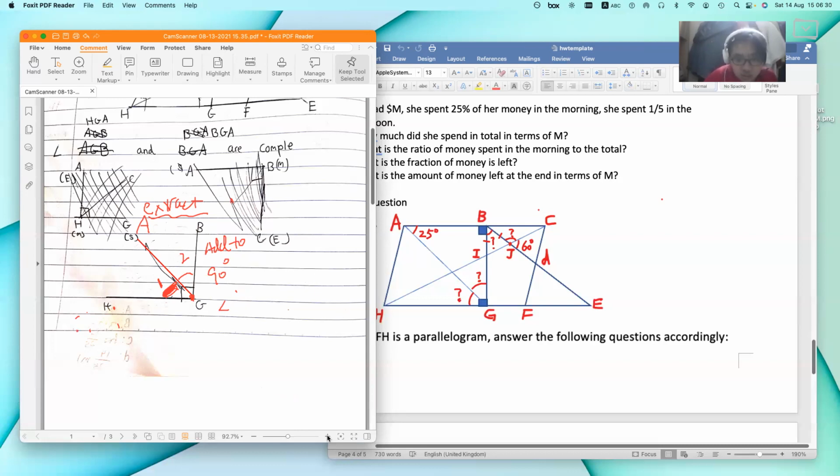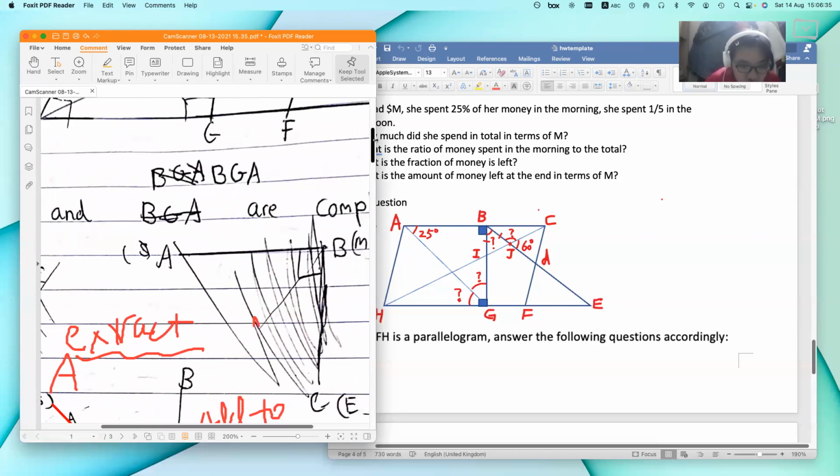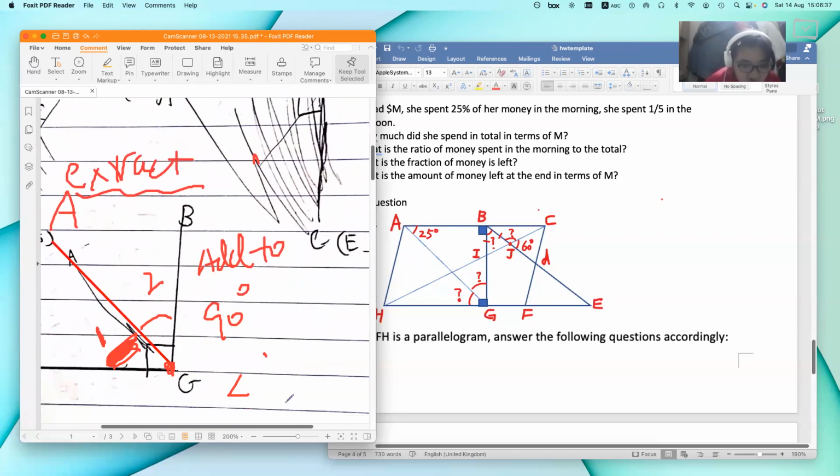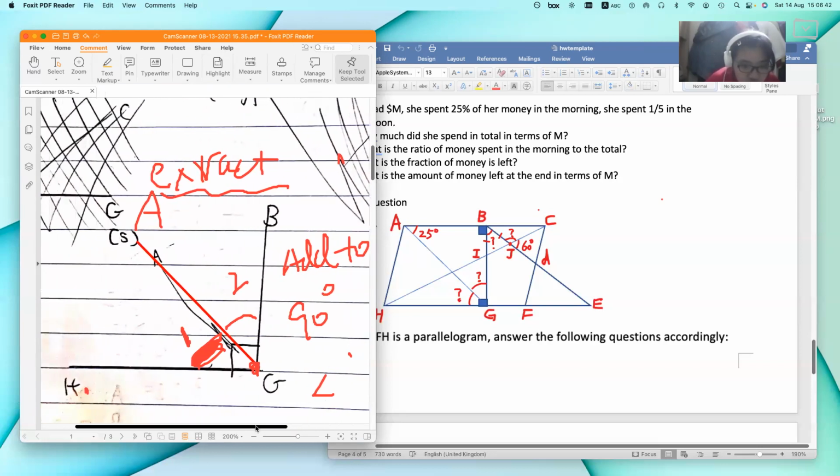Can you see here? Can you see or not? First things first, is it big enough? If it's not big enough, you need to let me know. If it's big enough, I expect you to answer the question straight away, fast.